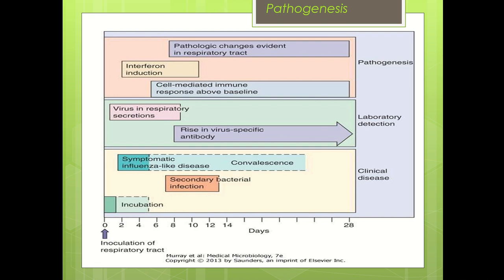If you look at the inoculation of the virus into the respiratory tract on day 0, incubation proceeds for about 2 to 5 days, and vague symptoms of influenza start. It is the symptomatic influenza-like disease. And what happens? Virus in the respiratory secretions we see between 5 to 7 days, and the people are actually infectious. They are spreading the virus to healthy individuals before they get the actual severe symptoms.